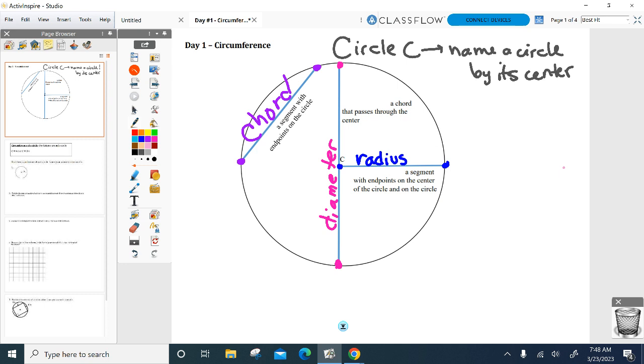So everyone see how all three are different right now. Radius, one of the points is the center. Diameter goes through the center, and a chord does not go through the center. All right, all good.